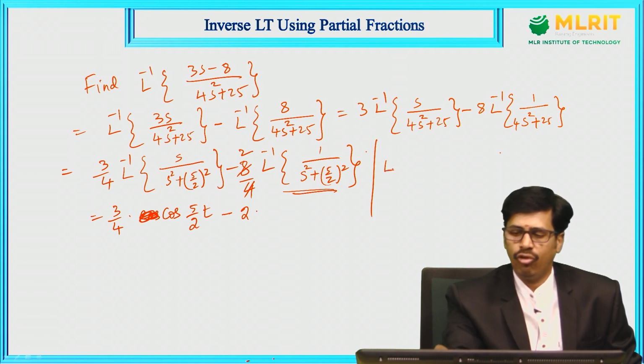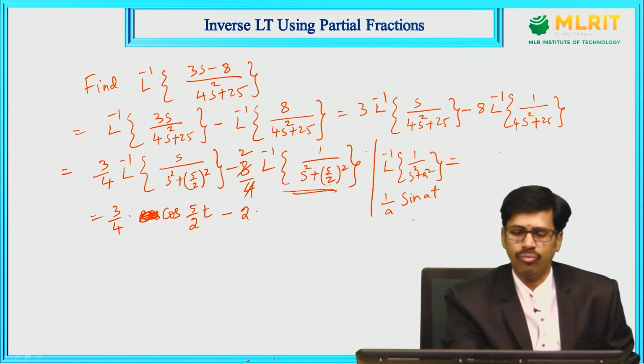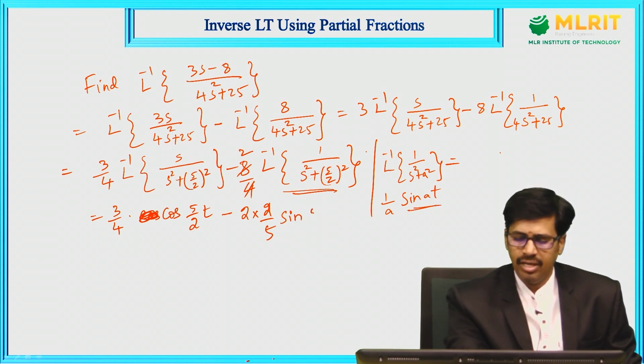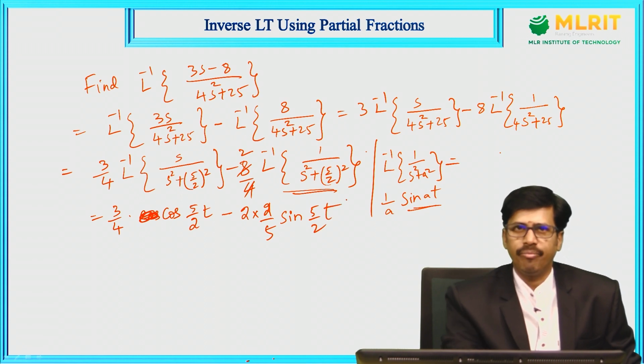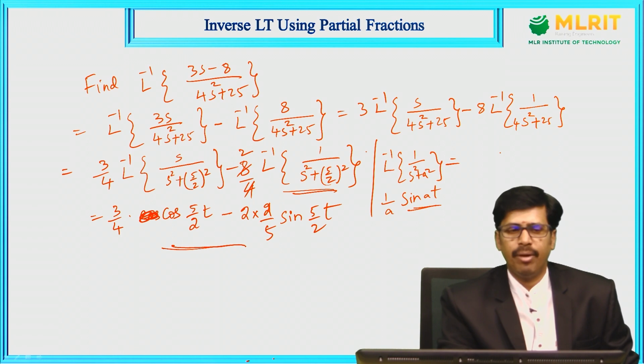Here we have one formula, L inverse of 1 upon s square plus a square can be written as 1 by a sin a t. We apply this formula, here a means 5 by 2. So, this can be written as 1 by 5 by 2, that is 2 by 5, into sin a t, sin a t means sin 5 by 2 into t. So, this is how we evaluate the inverse Laplace transform.